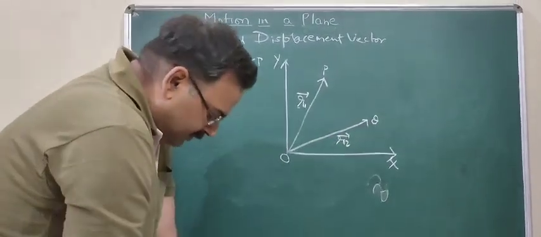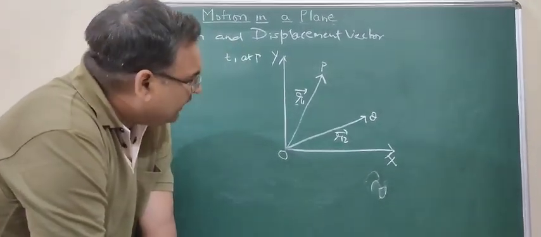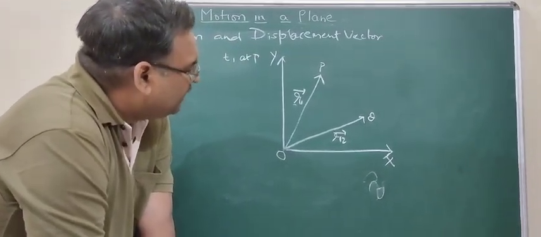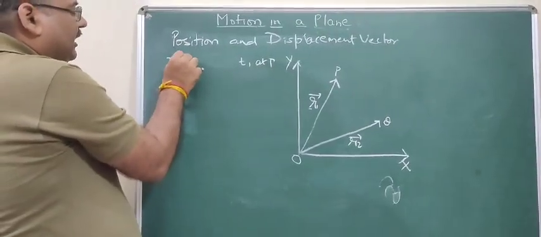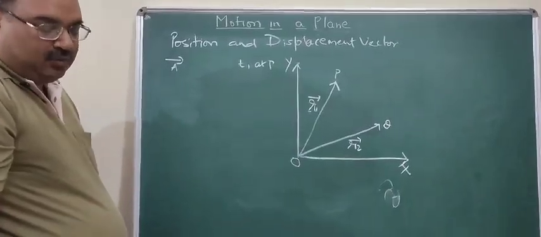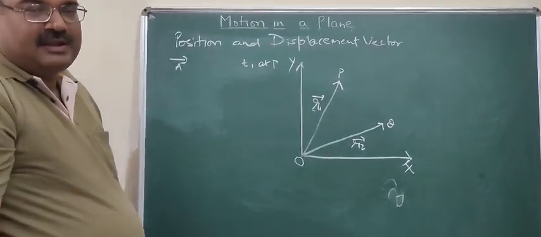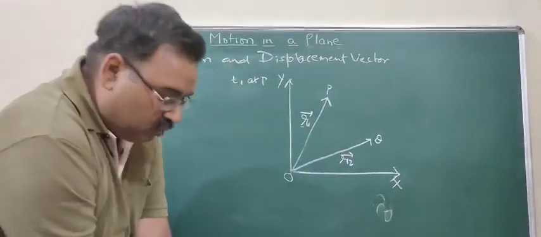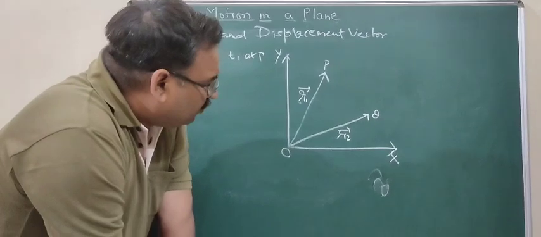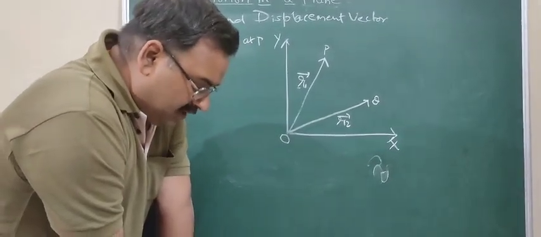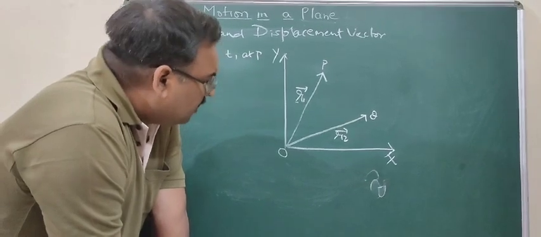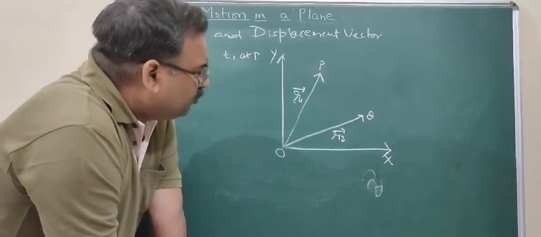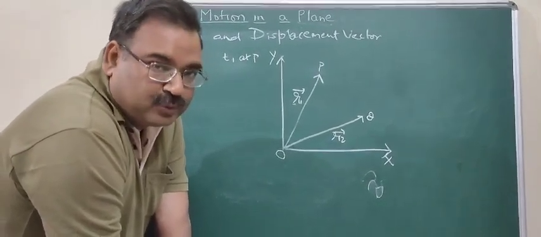So whenever we are representing any vector quantity, say A, we put an arrowhead over it. The arrowhead over it symbolizes that the quantity A is a vector quantity. So here R2 is the position vector of Q point. Now the particle has moved from P to Q in the time t2.